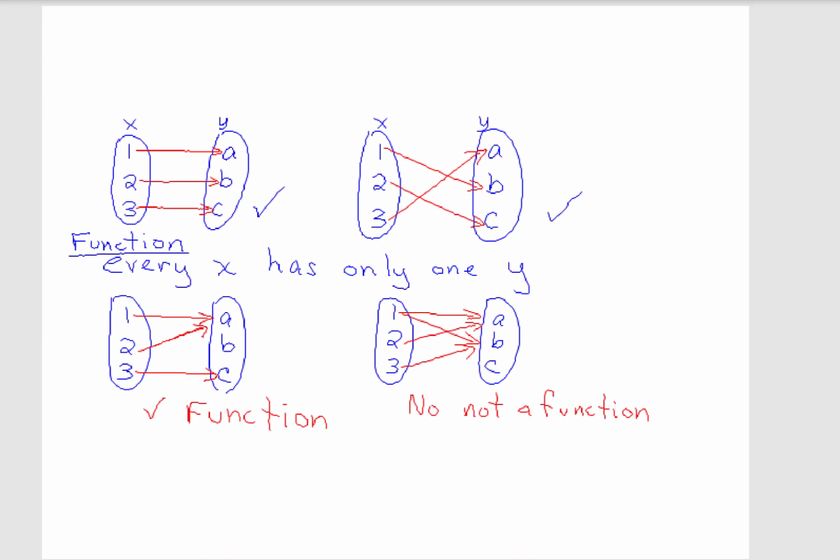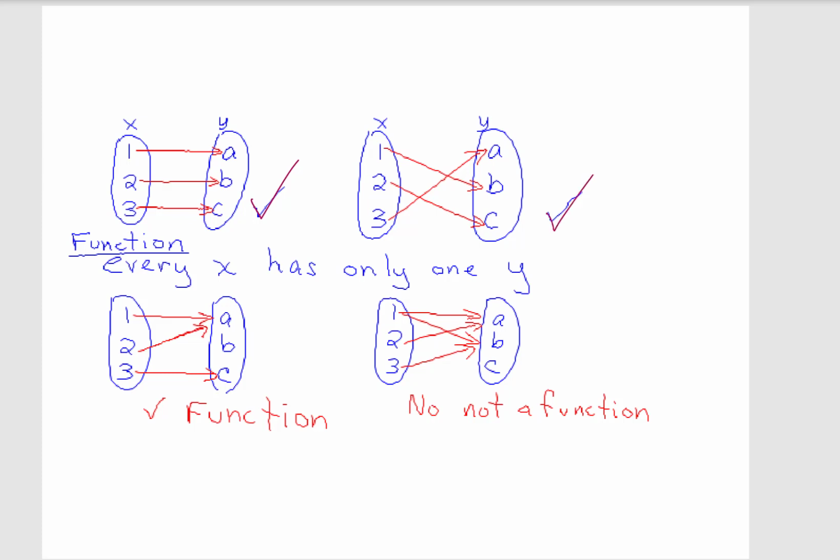So in this first example, we see that every x, 1, 2, and 3, has exactly one y, right? The first ordered pair is 1a, second ordered pair 2b, third ordered pair 3c. So that's just each x grouped with one y. So that would be a function. And then in the second example in the top right, again, we see every single x has one y value. So 1 is paired with b, 2 is paired with c, and 3 is paired with a. So that would be a function as well.